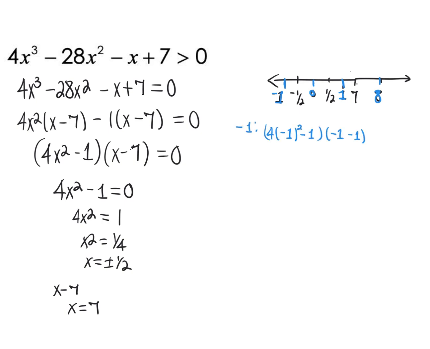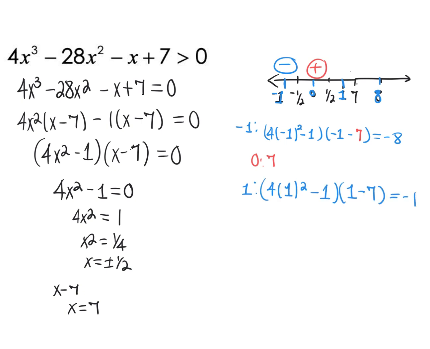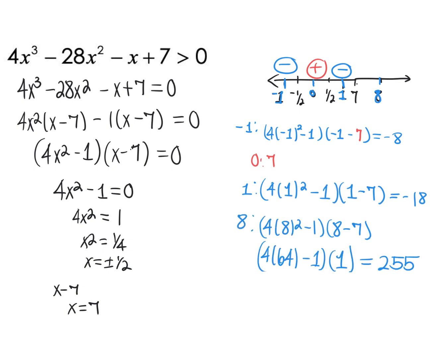So we plug in negative 1 and we get, and I made a mistake plugging it in because I wrote 1 here before, but this is supposed to be a 7. So we plug in negative 1 and we get negative 8. So at negative 1, we're less than 0. Then at 0, we're going to be positive. So at 0, we're at 7. At 1, we're going to be at negative 18. So this is negative. And then at 8, we're going to be at 255. So this is positive.